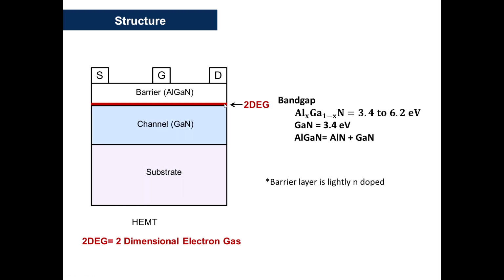Like in MOSFET, the carriers have to move through the substrate where scattering takes place, which reduces the velocity of electrons. On the other hand, here the barrier layer is lightly doped with N-type dopant, and the GaN layer is undoped, and we have placed the source, gate, and drain above the barrier layer. Actually, this gate and this barrier, it is a Schottky junction, and the source barrier and drain barrier, these are ohmic junctions.